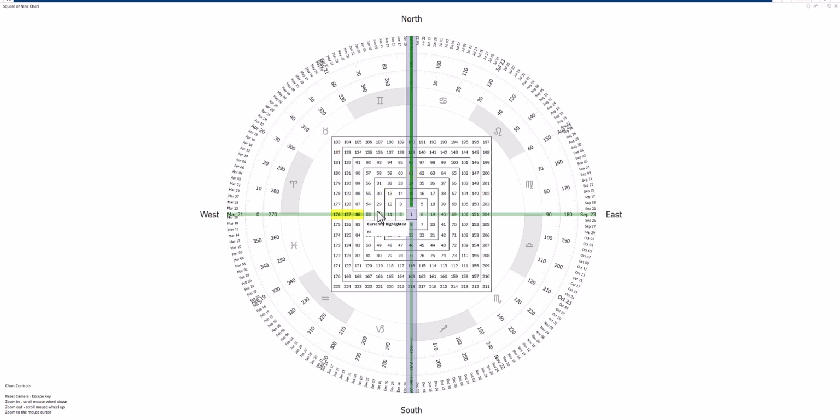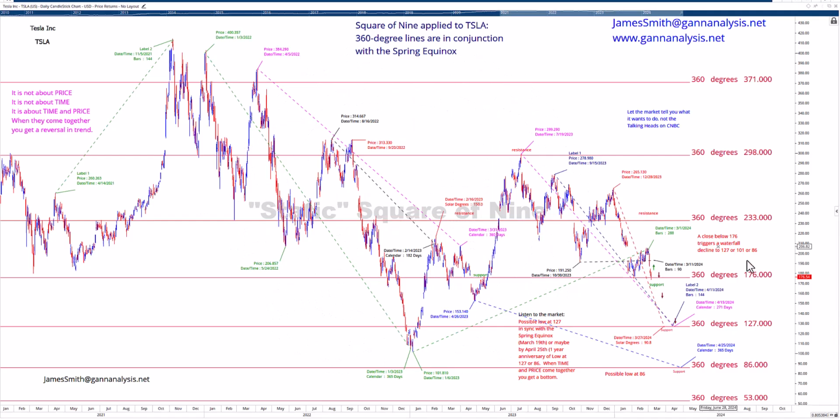This is the square of 9. So if I were to expand out, you'd see more numbers out here, but I'm just showing you 86, 127, 176. So if we go back to the chart, you can see 176, 127, 86. Those are the lines that we're concerned with. Why? Because Tesla tested this support here twice. It bounced off it. Today it's up at 178.